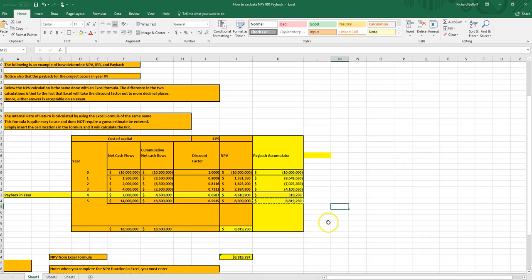Now, I'll talk about that in a second. We're going to go back to that. But we know that from a nominal dollar value and not adjusting for the time value of money, this project starts to turn positive in year 3. Okay, now, what's this all about?